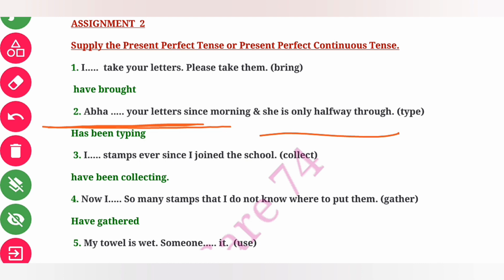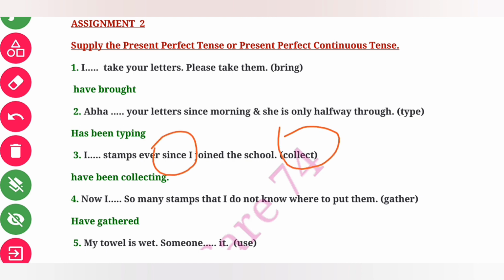Now, I dash stamps ever since I joined the school. Collect. Again, since is given, so the answer is very simple. What type of tense do you have to use here? Basically, present perfect continuous. So see, I, then have must be used, then been must be used, collect is given, so ing must be used. So I have been collecting stamps ever since I joined the school.